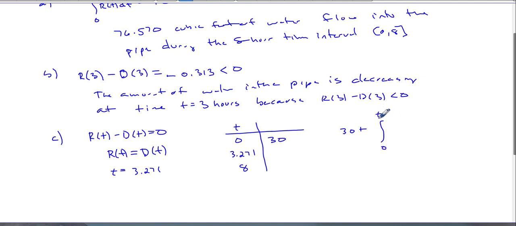And is it okay if I put t up here? That means we can plug in 3.271 for one, and then we can plug in 8 for the other. And that would be R of t minus D of t dt. Okay, figure out the amount at 3.271 with some change. Figure out the amount at 8. Let's put those numbers in our table.